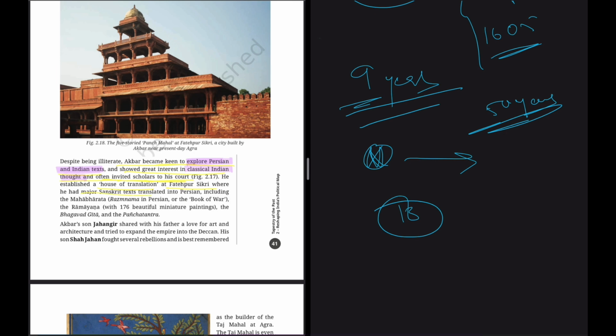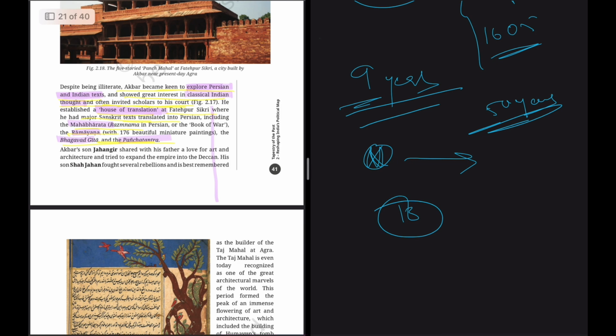where he had major Sanskrit scriptures translated into Persian, including the Mahabharata, Ramayana, Bhagavad Gita, and Panchatantra. So he made the house of translation at Fatehpur Sikri and translated many Sanskrit scriptures into Persian. Some examples are the Mahabharata, Ramayana, Bhagavad Gita, and Panchatantra. And Akbar's son Jahangir. So until now we have studied about Akbar.